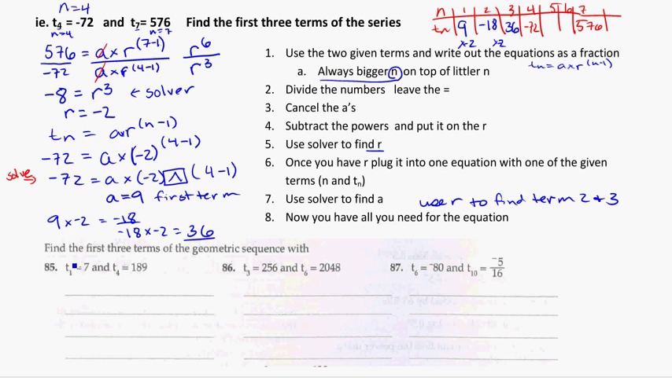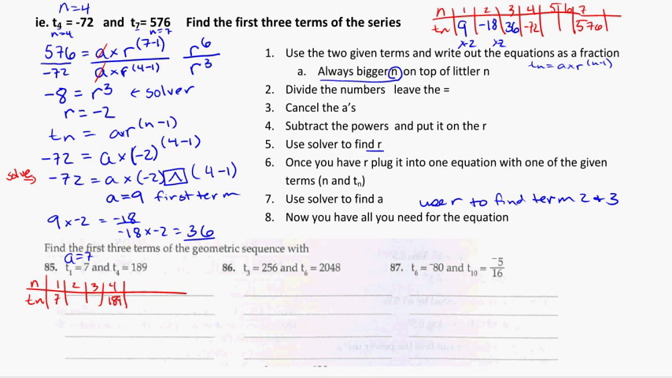Alright, so one more example here. We can look at this first one here. Again, find the first three terms, and they've given me the first term and term 4 here. So this is a slightly different example than what we've done, because they've actually given us the first term, which tells us that a is equal to 7. So if we think about this, we've got t1 is 7, and term 4 is 189. So the fourth term has a value of 189.